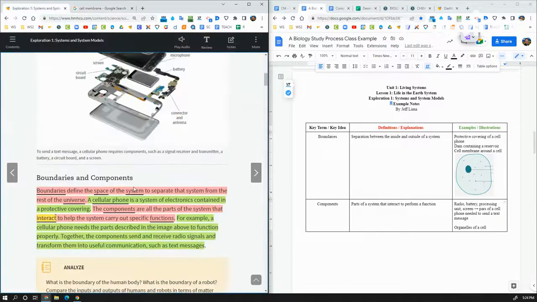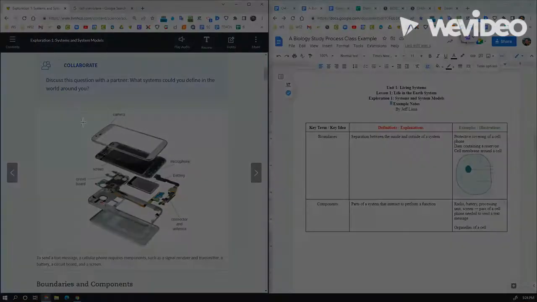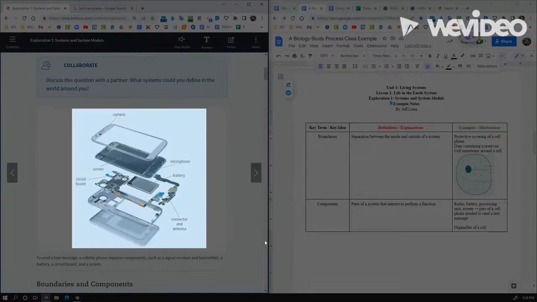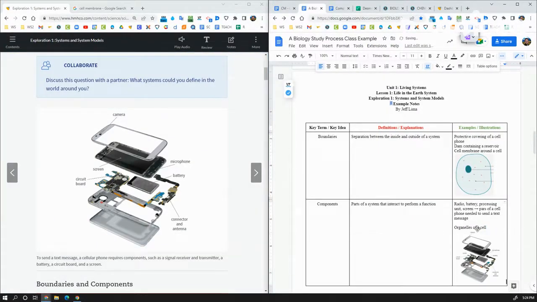Now, in the textbook, actually, there is a really nice one of the cell phone. I was going to look up organelles, but I already used the cell in the last one, so I'm actually going to do this. And there you go. Those are the parts, components of a system, giving you visuals.